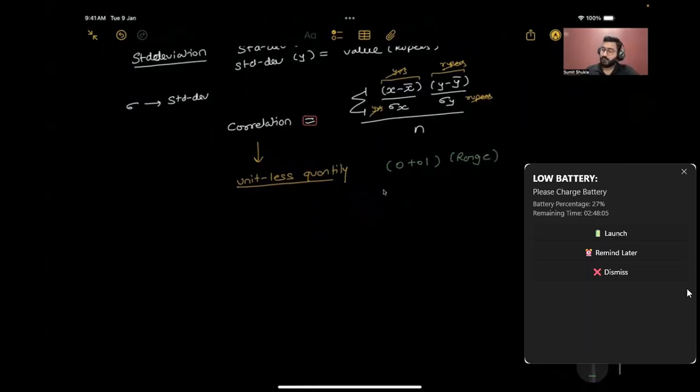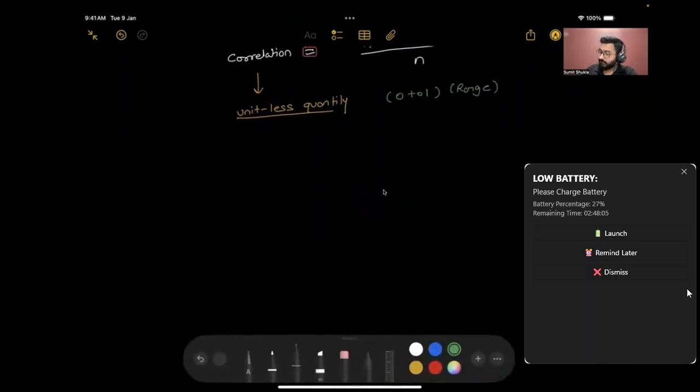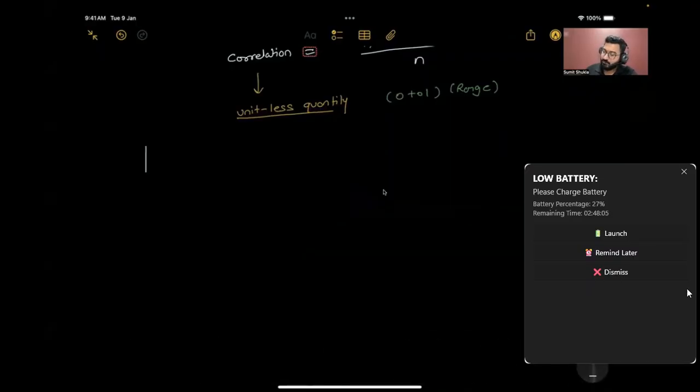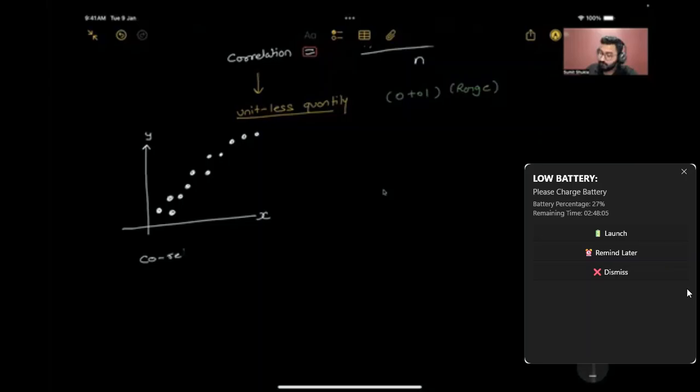Now, what is the advantage? Let's say I have two variables, x and y, and they are scattered like this. Now, for them, my correlation will be a positive value between 0 and 1, and this 0 and 1 will define the strength.